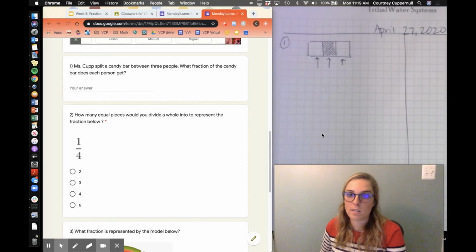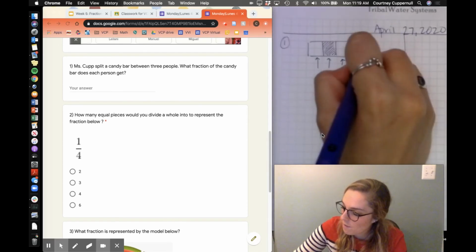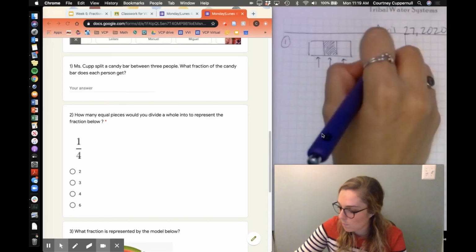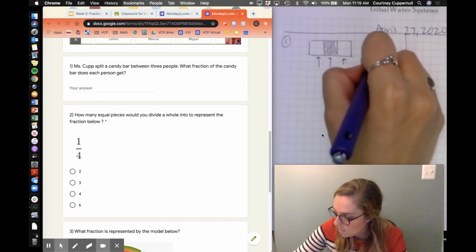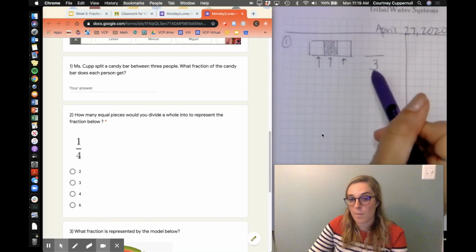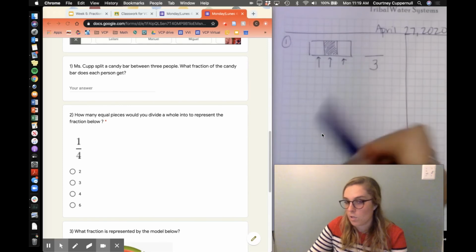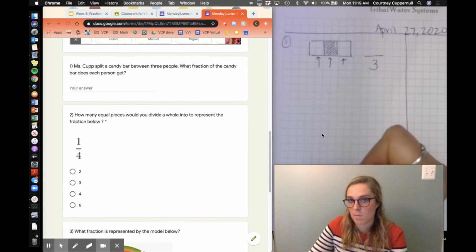How much is each piece? I know that in this case, I have 3 equal pieces. That number needs to go in my denominator, because when I put a digit in the denominator, that tells you how many pieces are in the whole. Of this whole candy bar, there are 3 equal pieces. There needs to be a 3 in my denominator.